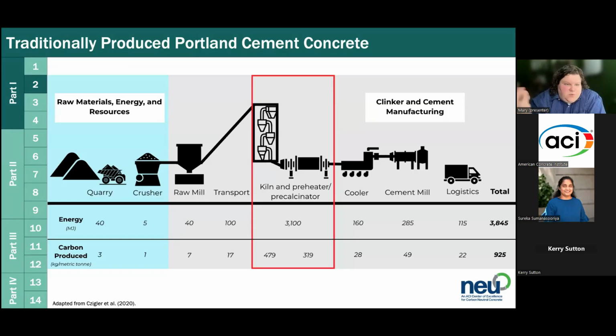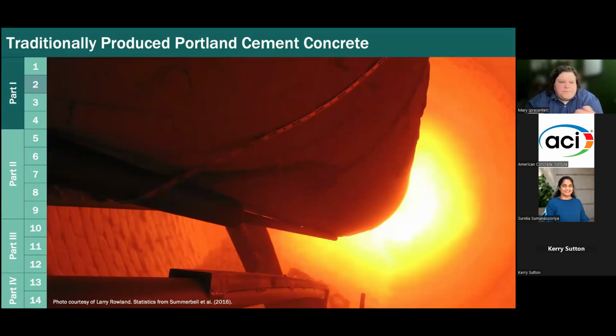In particular, here's another diagram of what that process looks like. We look at the first steps, which are to quarry the raw materials, crush them, and process them. Here's the kiln and preheater tower, and then cooling, etc. But you can see that the bulk of the energy and the carbon produced comes from the kiln and the preheater. So if we zoom in further on that point, because again we're trying to understand where this carbon comes from, here's a cool picture inside a kiln from Larry Rowland.